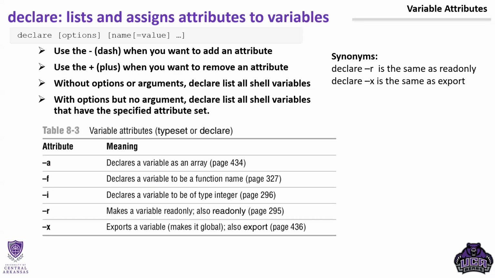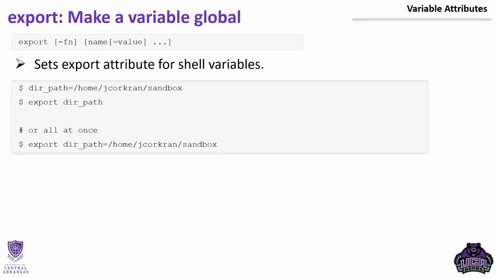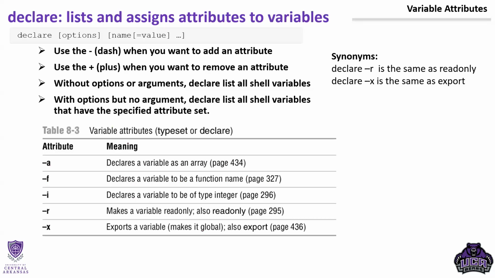Okay, so I just showed you two methods, read only and export. Now I'm going to show you a whole other command that can do everything those two commands can do in the same command, and that is declare. So you can see this list right here. We can declare something as an array, a function, an integer. We can declare it read only. We could declare it that is a global, which, again, is export right there.